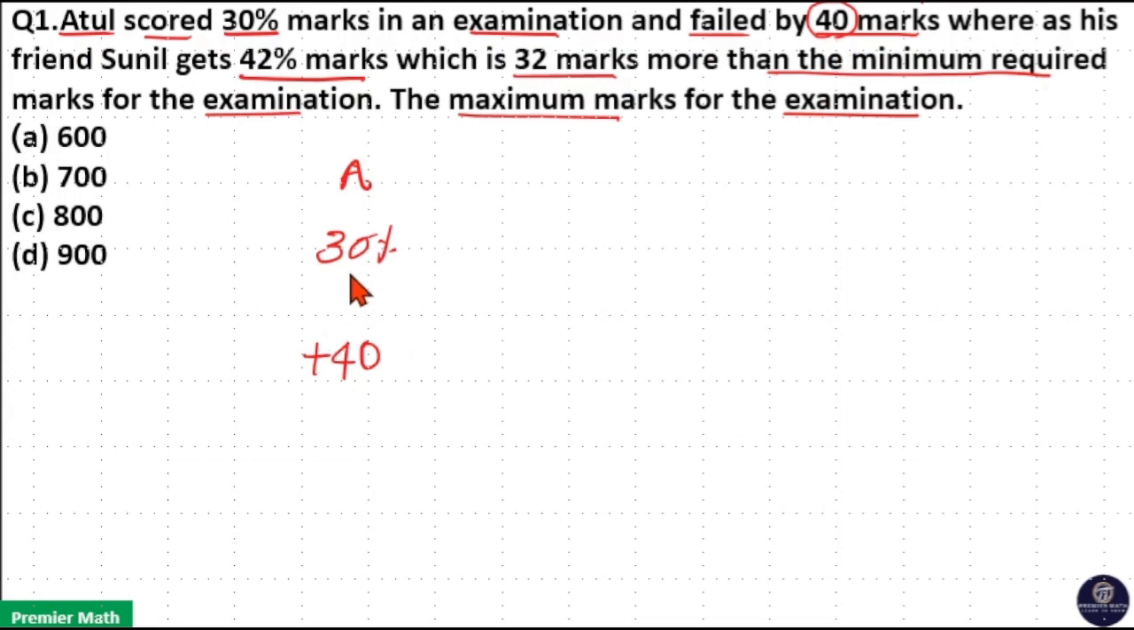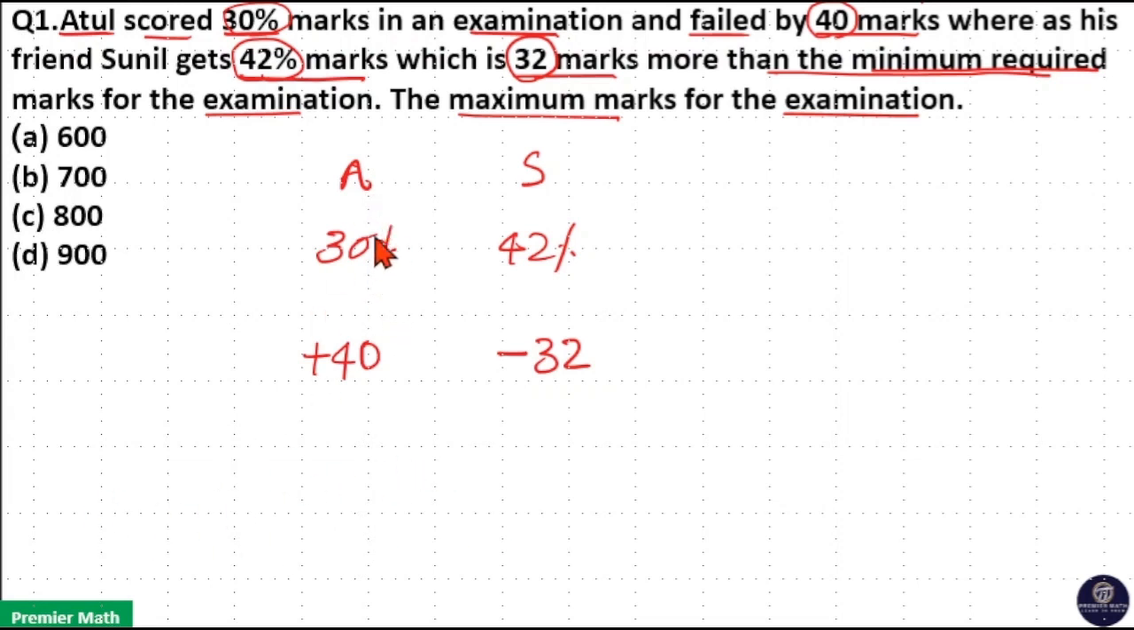That is, minimum mark is 30% plus 40. If he gets 40 more marks, he will pass. So 30% plus 40 is the pass mark. Same way, his friend Sunil gets 42% mark, but he scored 32 marks more than the minimum mark. That is, pass mark is 42% minus 32, because he scored 32 marks more than the minimum mark.